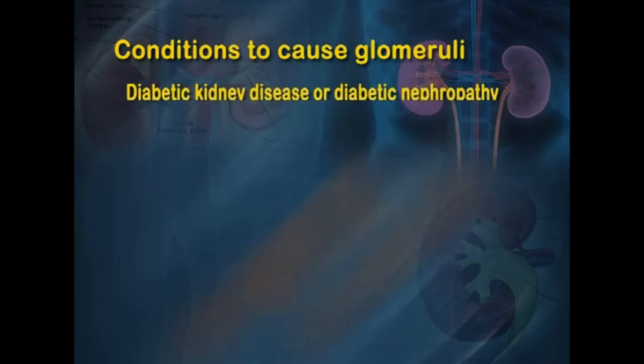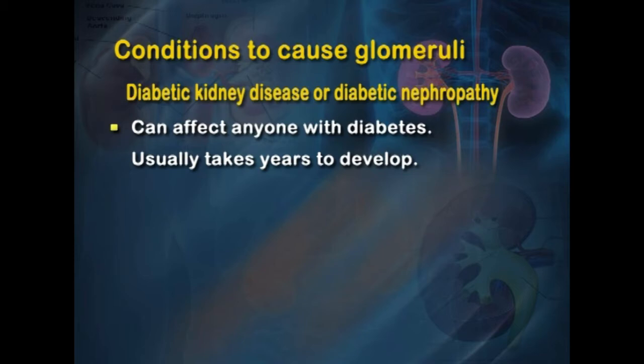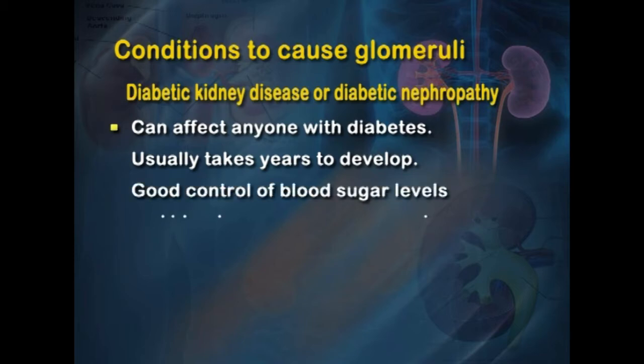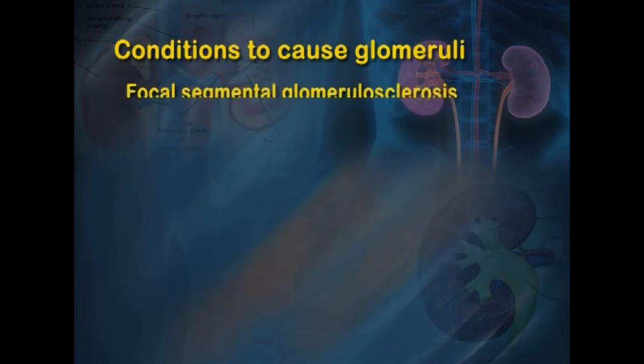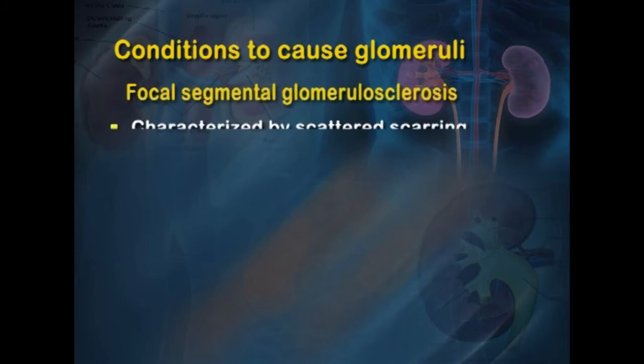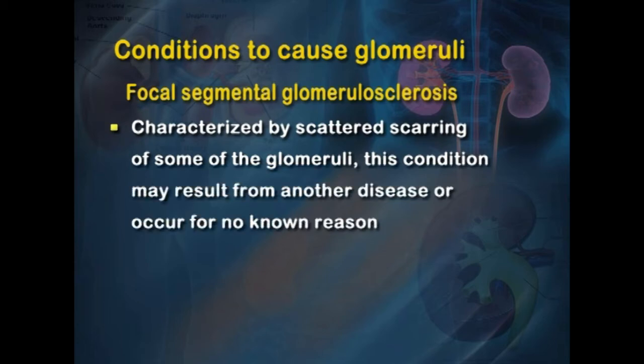Then there is diabetic kidney disease, or what is commonly known as diabetic nephropathy. It can affect anyone with diabetes. Usually it takes years to develop, and if a diabetic patient is able to take care of his diet, drugs, exercise and maintain the blood glucose levels, definitely diabetic nephropathy can be postponed for a long period of time. Then there is focal segmental glomerulosclerosis. It is characterized by scattered scarring of some of the glomeruli, and this condition may result from another disease or many a times occurs for no reason at all.